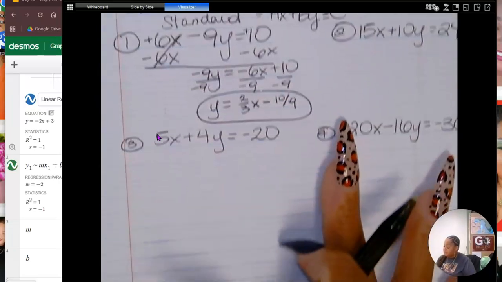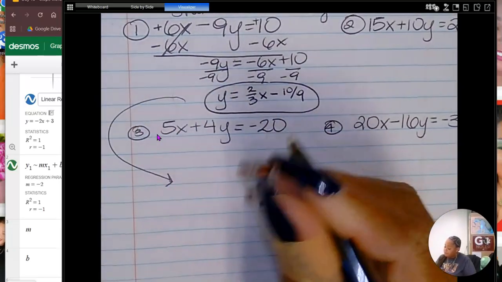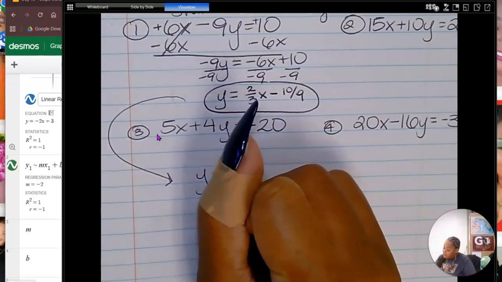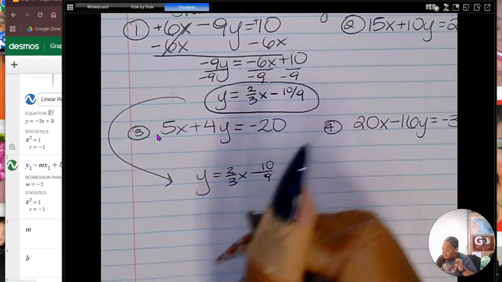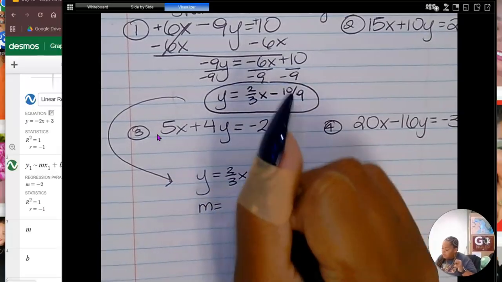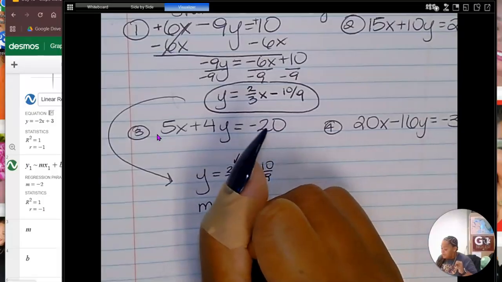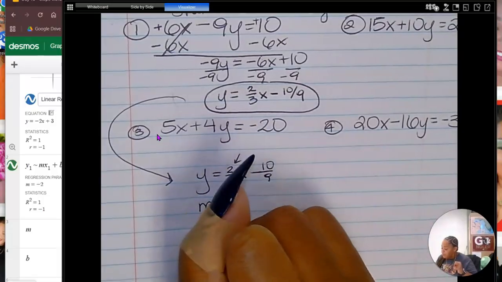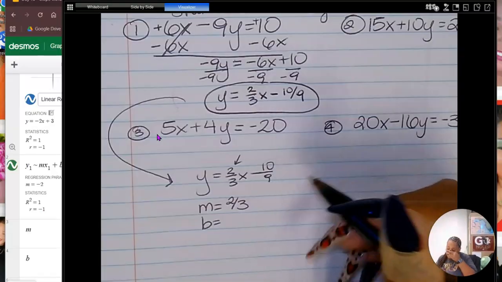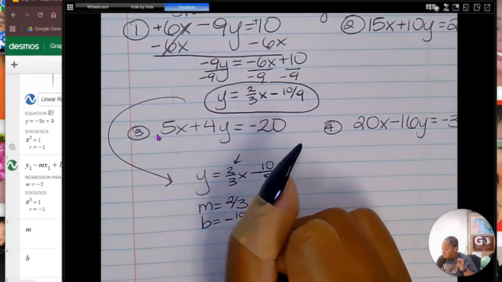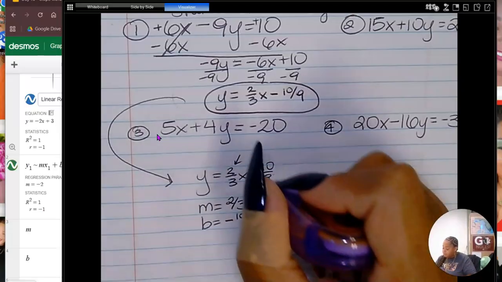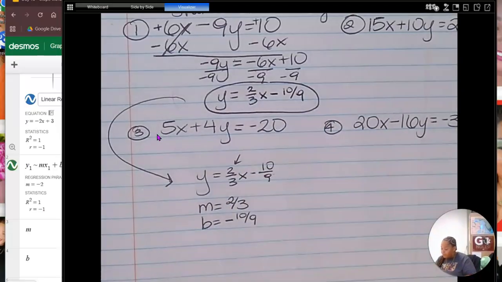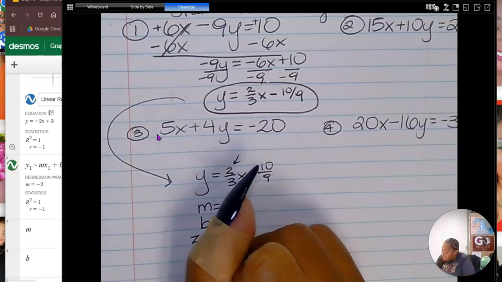I didn't leave myself enough room. So let's bring it on down. Y equals 2/3 x minus 10 ninths. My slope is always my coefficient of x. That is 2/3. My y-intercept is always what they add next, which is negative 10 ninths. So there's my y equals mx plus b. And now I need my 0, which is my x-intercept.